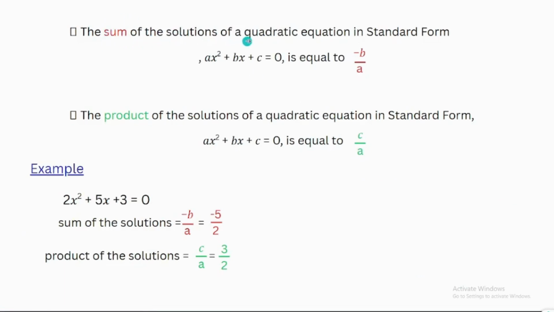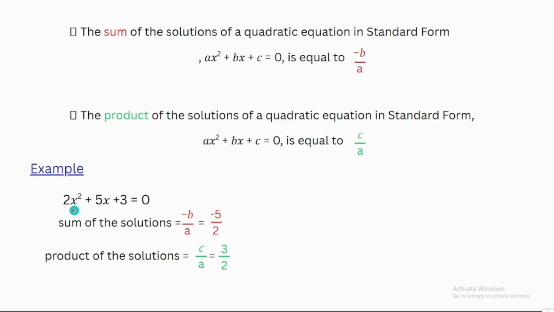The sum of the solutions of a quadratic equation in standard form. This is the standard form: ax squared plus bx plus c equals 0. The sum of the two solutions equals minus b over a, minus the coefficient of x over the coefficient of x squared. And the product is c over a, the constant term over the coefficient of x squared.